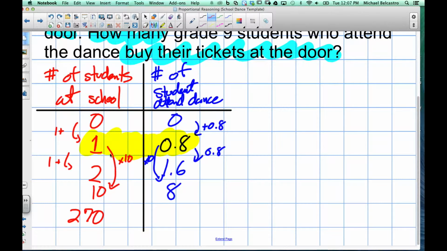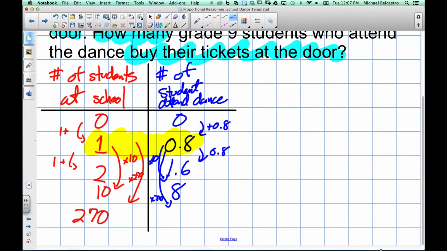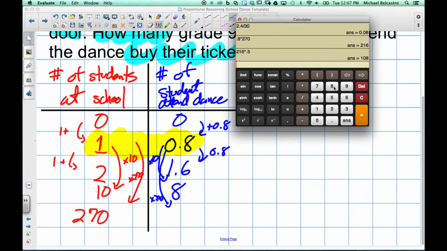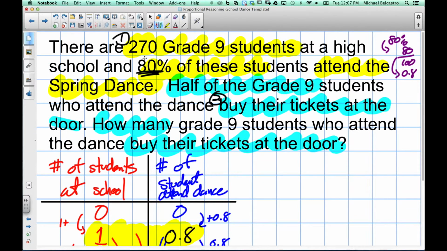So with that same thing in mind, I'm going to go from 1 to 270. I know that 1 times 270 will get me there. So I need to also do 0.8 times 270. When we do that, we'll bring out our calculator, since it might be a hard calculation to do off the top of our head. 270 times 0.8 equals 216. So that would mean if there is a school of 270 grade 9s, 80% of them attend the dance, that's 216 of them attend the dance. Great, there's our part 1 to the question.